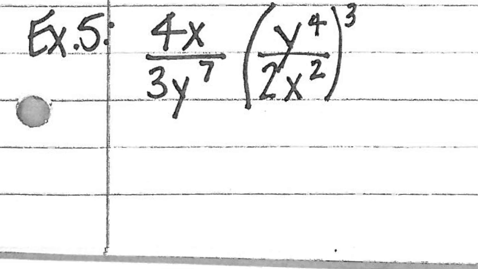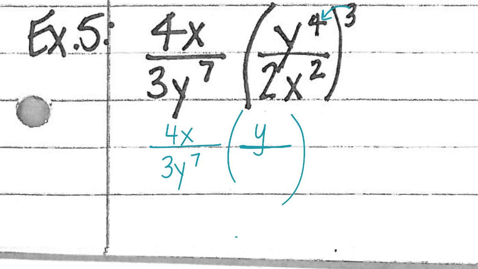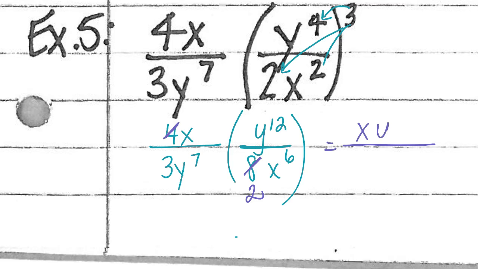We're moving right along. I'm going to rewrite this 4x over 3y to the 7th because I know that I have to cube this next section. So y to the 4th cubed is y to the 12th. 2 cubed is 8. And x squared cubed is x to the 6th. Now, I would probably encourage you to reduce the numbers first because I know that 4 and 8 can reduce to be 2. And you really could reduce from here, but let's combine this together first. On the top, I have x and y to the 12th. On the bottom, I have 3, x to the 6th, y to the 7th.